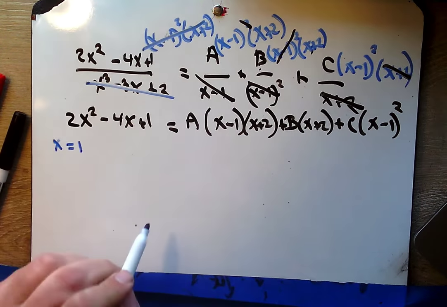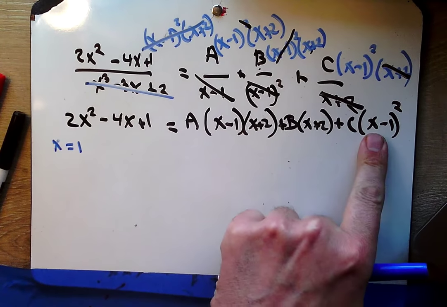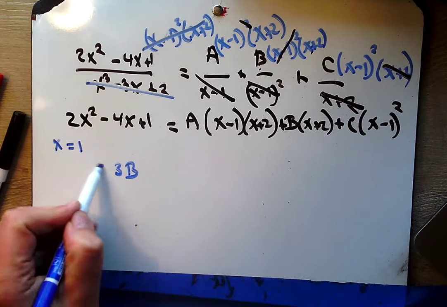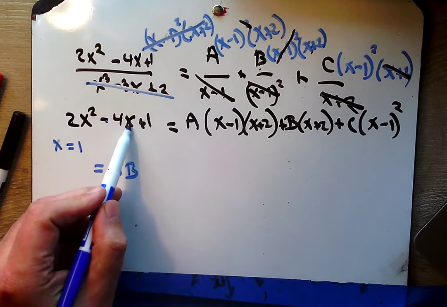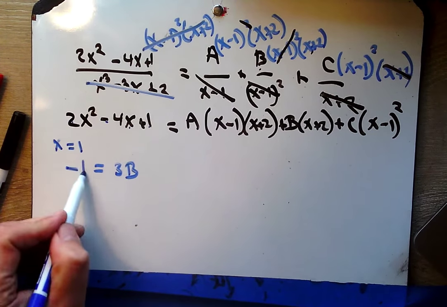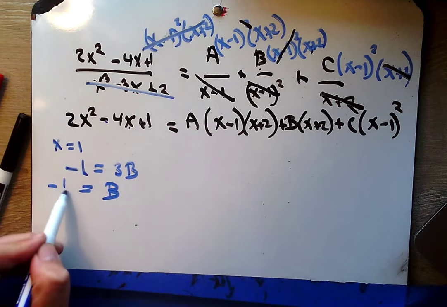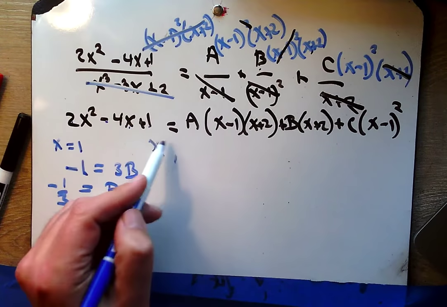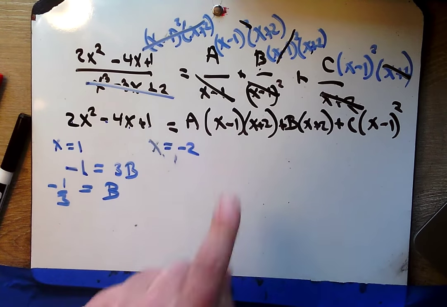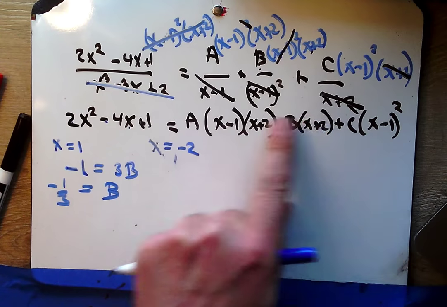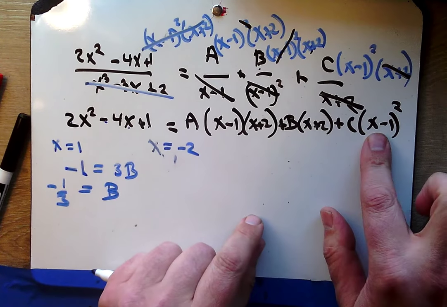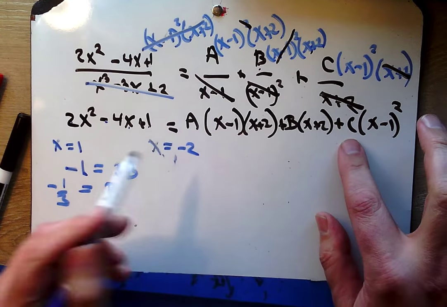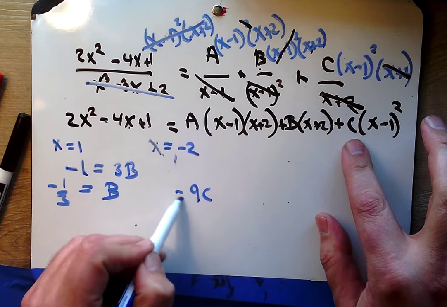If x equals 1, that'll disappear, that'll disappear. I'll have 1 plus 2 is 3B. On the other side, 2 minus 4 is negative 2, plus 1 is negative 1. So B is negative 1/3. My other magic number, x equals negative 2, will make this disappear, will make this disappear, and so now I'm over here. Minus 2 minus 1 is minus 3. Minus 3 squared is 9C.